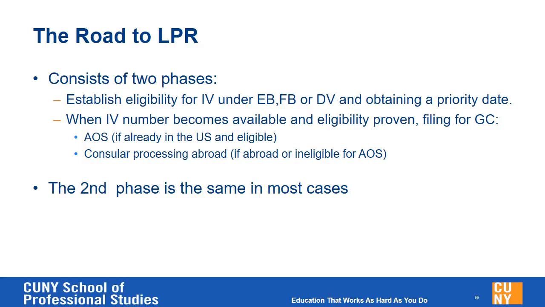There are additional eligibility criteria for adjustment beyond being in the US. For example, the person should have never worked without authorization, overstayed a visa, and so on. The second phase of AOS or consular processing is the same for everybody pretty much.